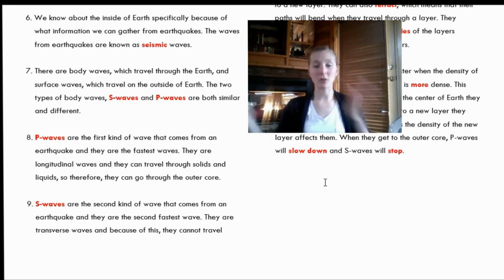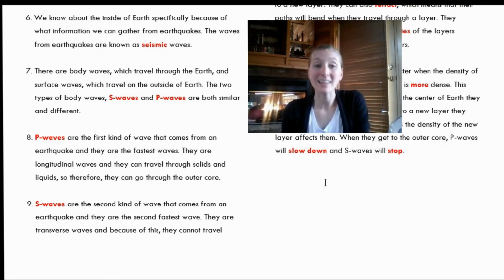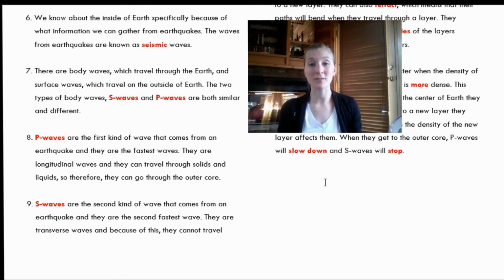They are longitudinal. Those are the smacky ones which hit each other like dominoes. And they can travel through solids and liquids, so therefore they can go through the outer core. So we have evidence that P waves go through the entirety of the Earth. They don't stop anywhere.